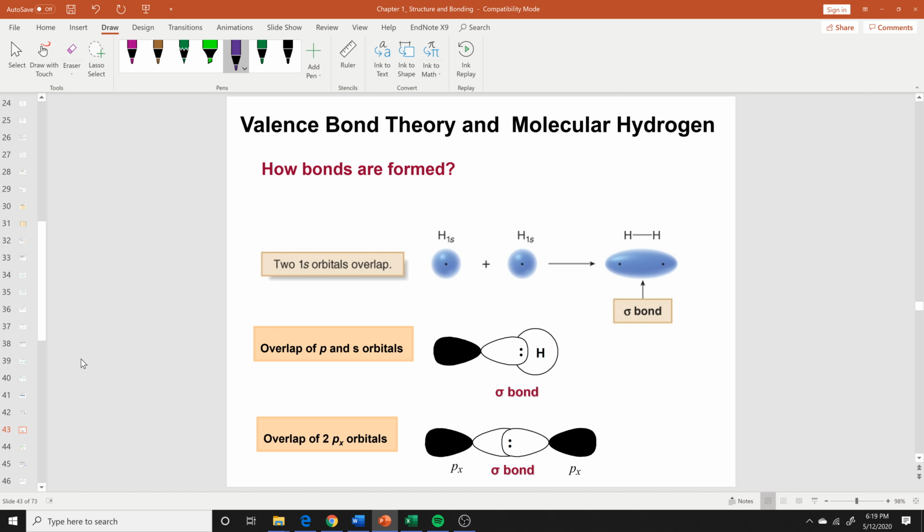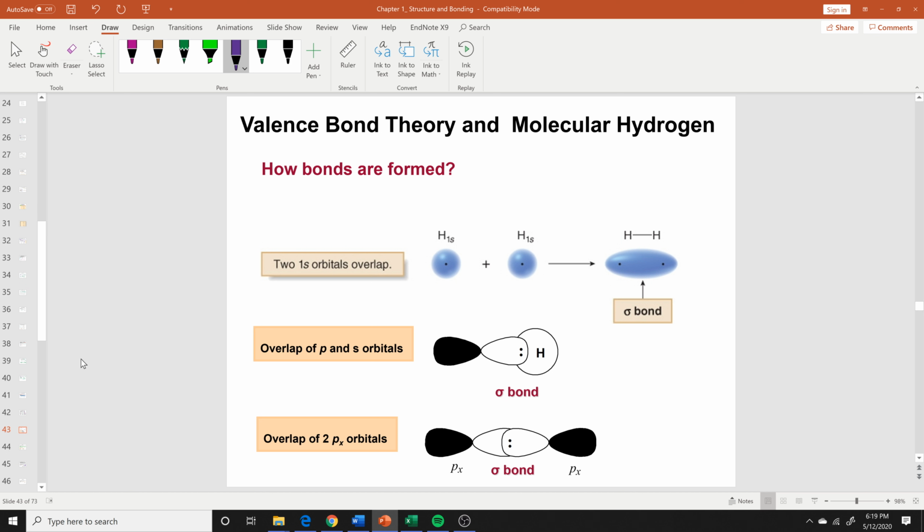Now, with respect to the valence bond theory and how bonds form, we have different types of bonds. We have sigma bonds and we have pi bonds, and we are interested in both in organic chemistry. So we want to see how sigma bonds are formed. We want to see how pi bonds are formed. There are three ways to form a sigma bond: 1, 2, and 3.